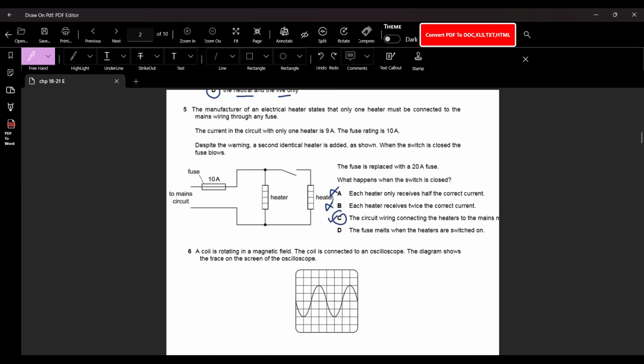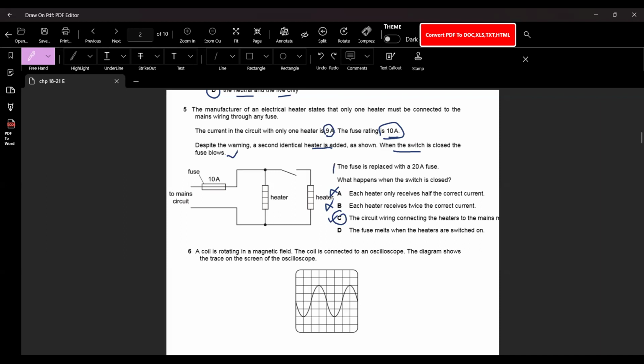Wait, so one heater is 9 amperes. What about the second one? That's what it mentioned here: if one heater is connected, 9 ampere was the current and the fuse rating was 10 ampere. Despite the warning, a second identical resistor is added as shown. When the switch is closed, the fuse blows, which means there might be a value of current more than 10 ampere which was drawn by the circuit. That's why the fuse blew. Yeah. Okay. So they replace it with the fuse which had a greater reading.